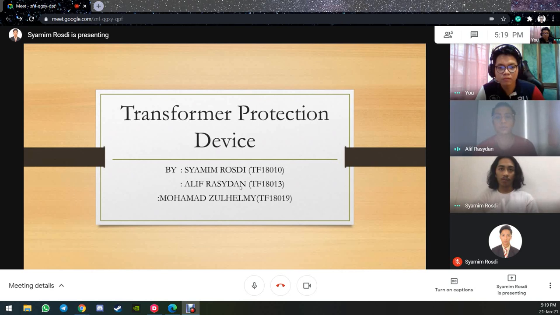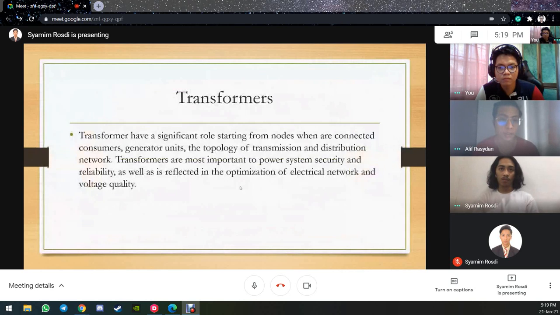First, I want to talk about the transformer. Transformers have a significant role, starting from the node where consumers and generator units are connected, and in the topology of the transmission and distribution network. Transformers are most important to power system security and reliability, as is reflected in the optimization of the electrical network and voltage quality.